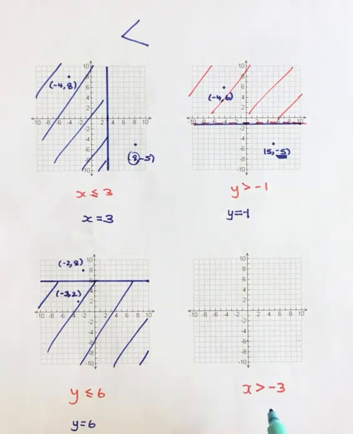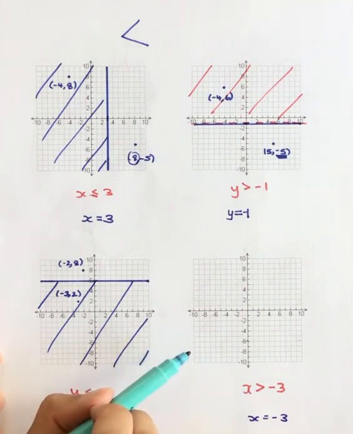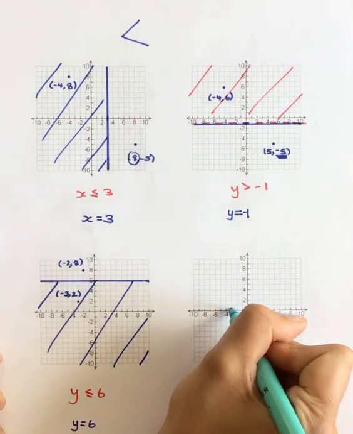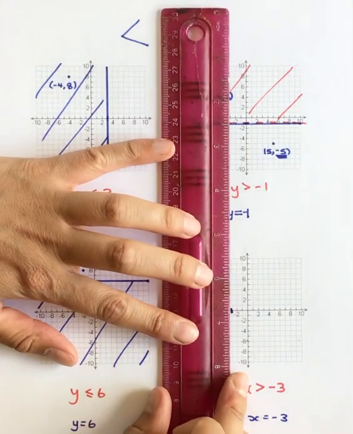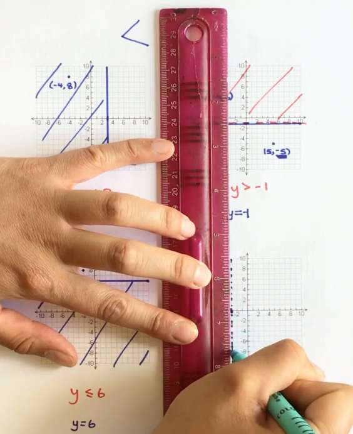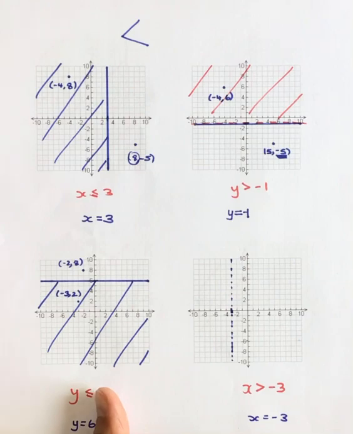Right, last example. Here we've got x is greater than -3. So my boundary is going to be x equals -3. This time it's not an or equal to question, so I'm going to draw a dotty line. So I want where the line goes through the x-axis at -3, and I'm going to draw that in as a dotty line, like that.